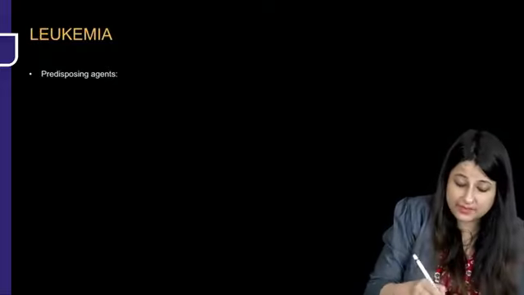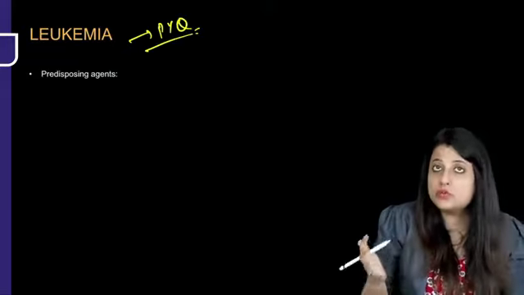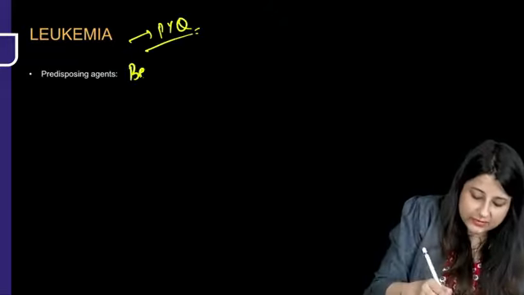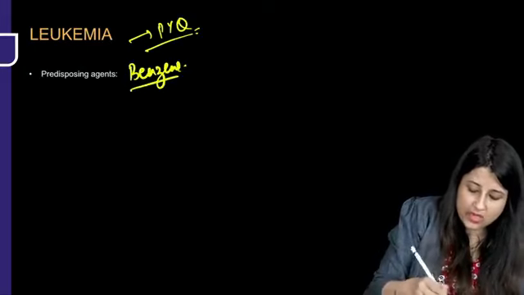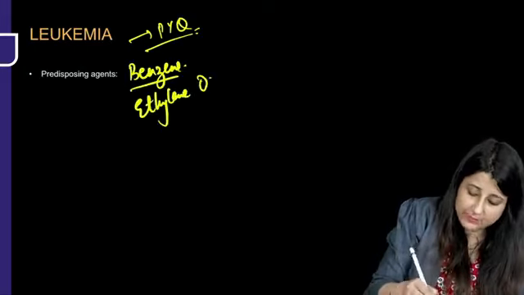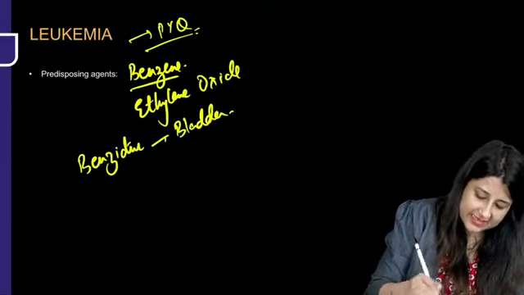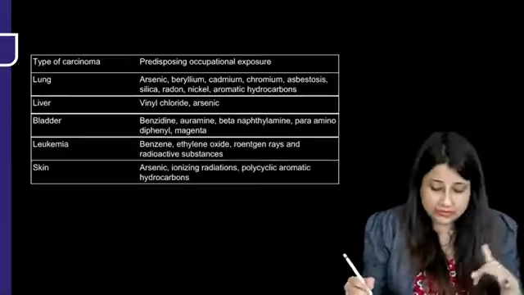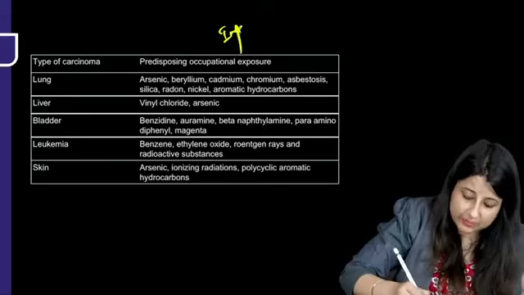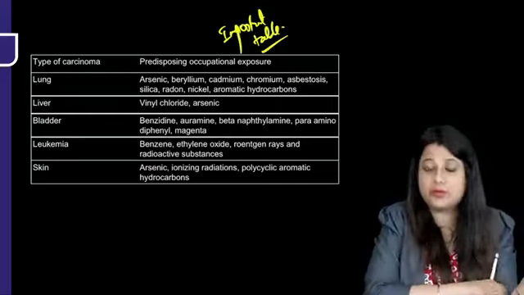Again, these are all PYQs, guys, which we are discussing over here. So when you talk about leukemia, the predisposing agent is benzene, or also ethylene oxide. But again, I'm going to write over here, if it is benzidine, D for what? If it is benzidine, it is bladder cancer. Now see, this is again an important table. So basically we are looking at the entire occupational health with the help of important tables.